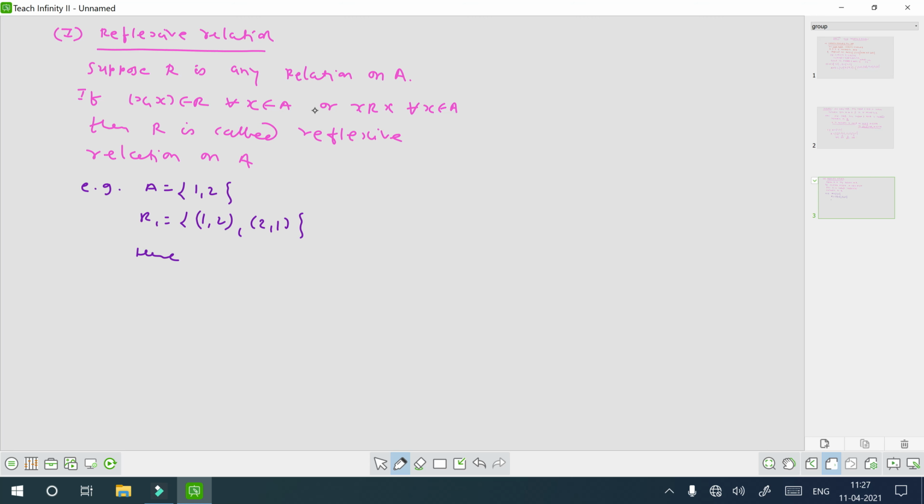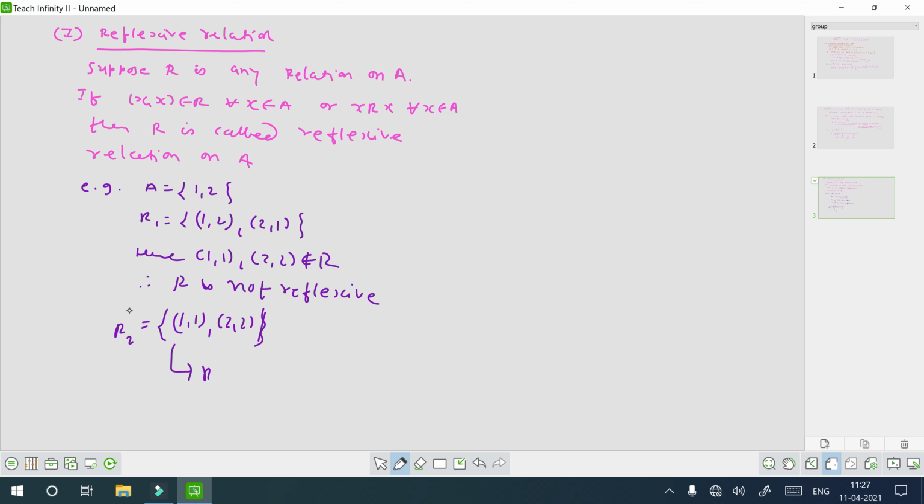Here (1,1) as well as (2,2) is not in R1, and therefore R1 is not reflexive. But if I consider R2 = {(1,1), (2,2)}, then it is reflexive. R2 is reflexive.